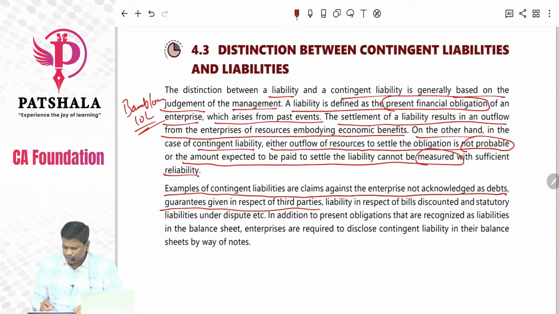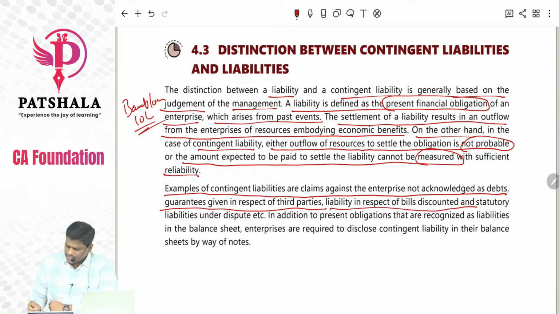Guarantee is given in respect to third parties. Someone has taken a loan, I gave a guarantee. When will my liability come? If that fellow doesn't pay. Now my friend took a bank loan. For that fellow I gave guarantee. That fellow did not pay. What happens to me? I have to pay. When does my liability arise? When that fellow did not pay. If he pays, no liability. How much? Don't know. If he doesn't pay, then my liability will arise.